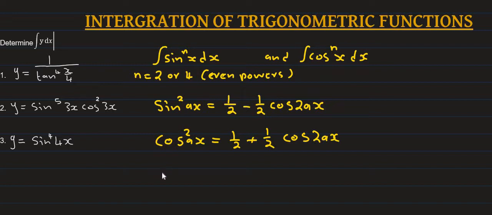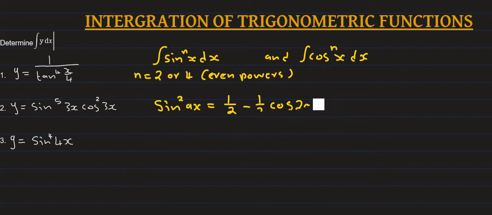Then what I will have, for sine to exponent 4, is to change it to sine squared x to exponent 2, and then apply my identity. First forget about the problem: if it is odd or even. If it is even, then only 2 or 4, apply my identity. Sin squared ax is equal to 1 over 2 minus 1 over 2 cos 2ax, or cos squared ax is 1 over 2 plus 1 over 2 cos 2ax, the angle doubled.